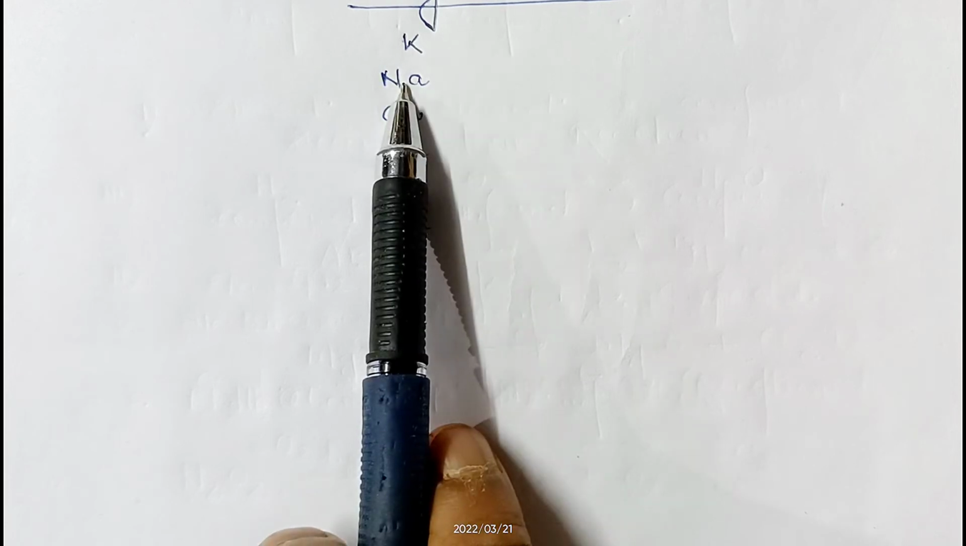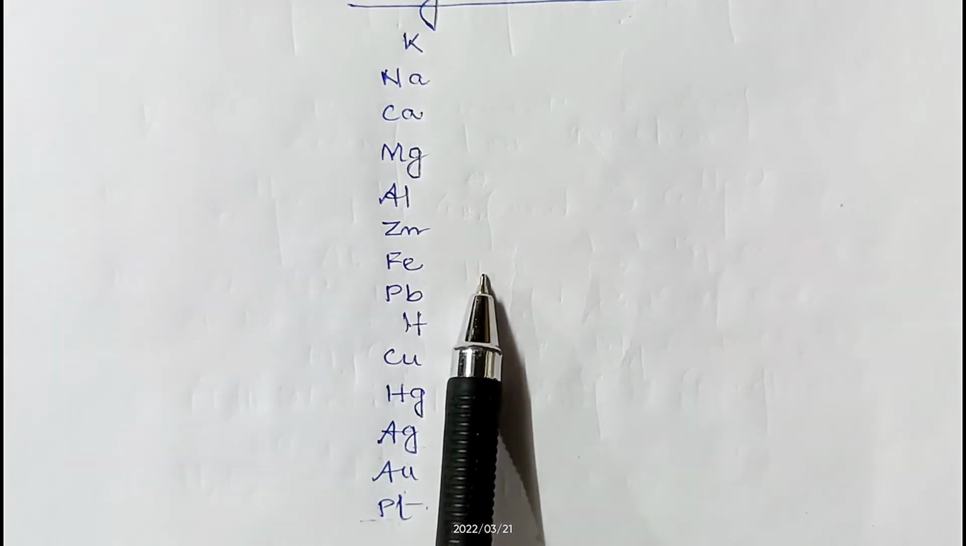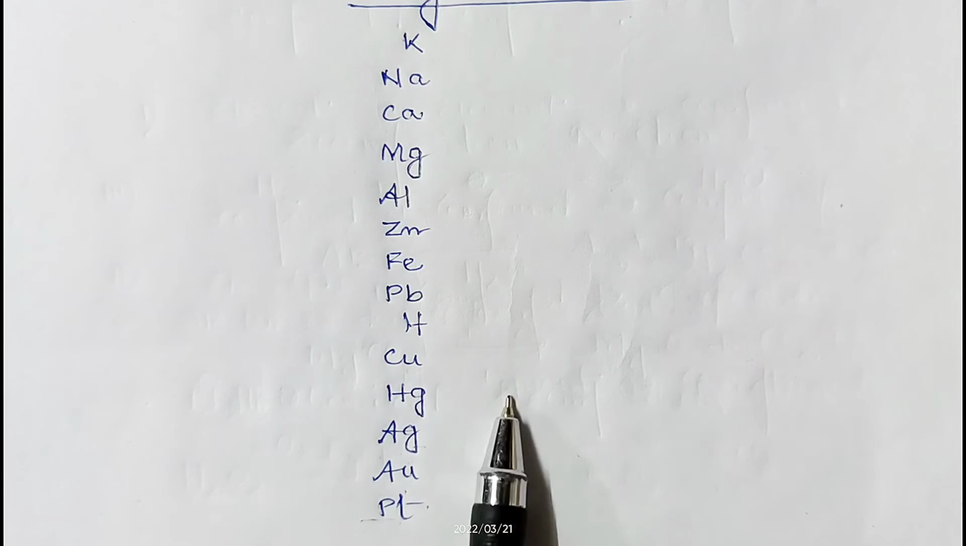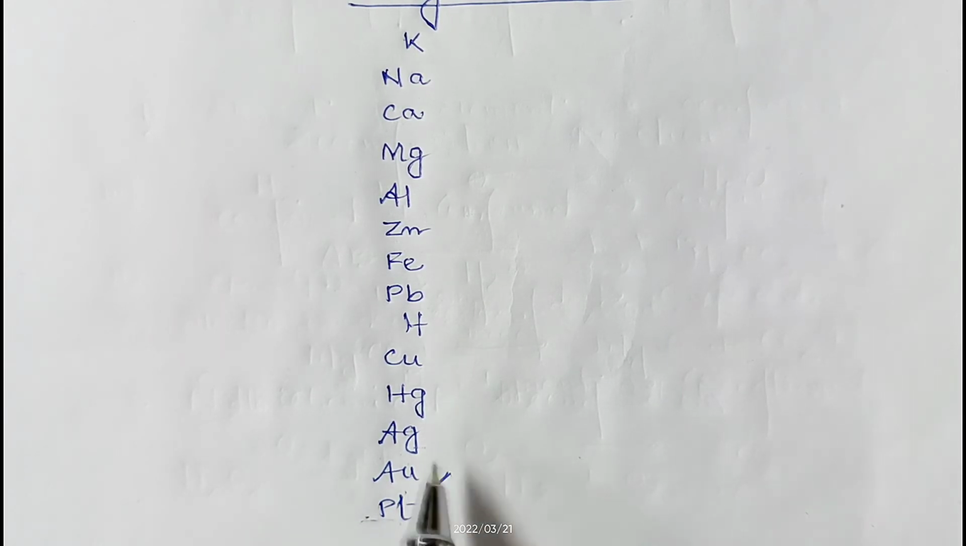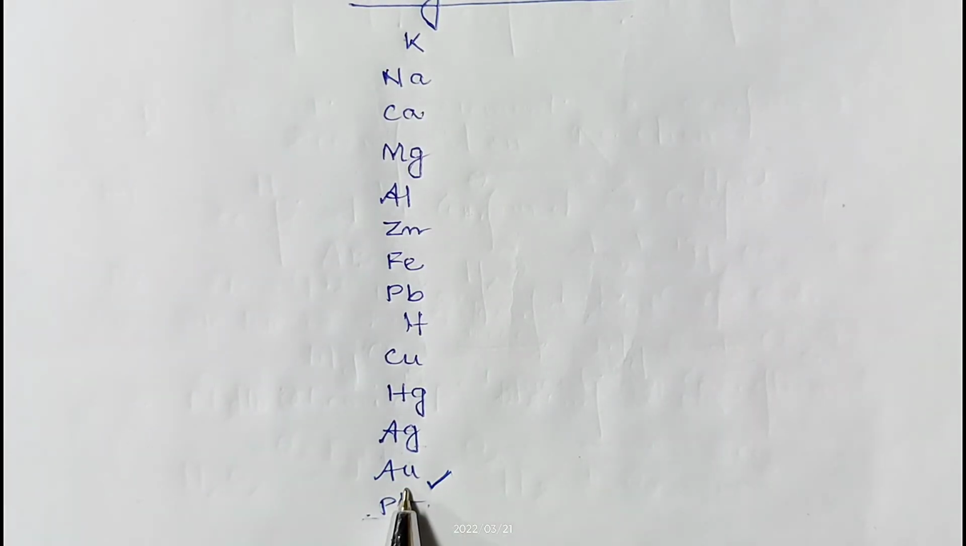Potassium, sodium, calcium, magnesium, aluminium, zinc, iron, lead, hydrogen, copper, mercury, silver (Ag), and aurum, aurum means gold, and platinum. Though platinum is not commonly used, so in some books they write up to gold. So you can see in this list potassium is the most reactive and gold is the least reactive.